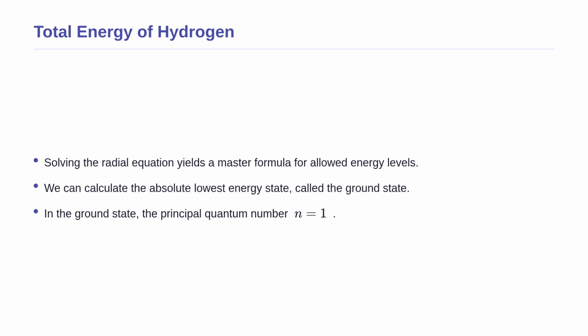Now that we have calculated the potential energy at a specific distance, what about the total energy of the entire atom? When the radial part of the Schrödinger equation is fully solved, it yields a master formula for all the allowed energy levels of the hydrogen atom. We are going to use this formula to calculate the total energy of hydrogen in its lowest possible energy state. This is known as the ground state, where the principal quantum number n is exactly equal to 1.